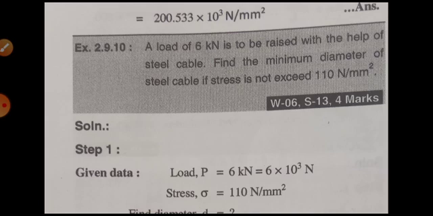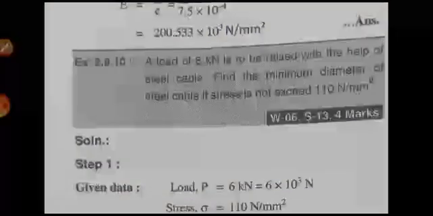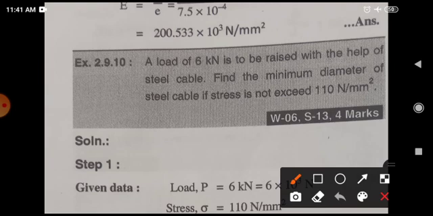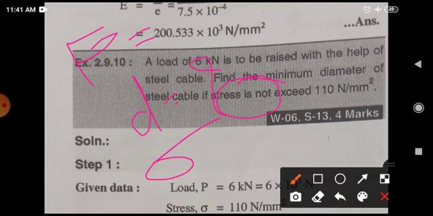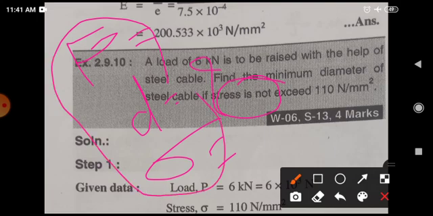Find the minimum diameter of the steel cable if the stress is not to exceed 110 Newton. We have to find the diameter of the cable. We have been given the load, that is P. We have also been given the stress, which can be represented by sigma. So recall, what is the relation between sigma, P and D?